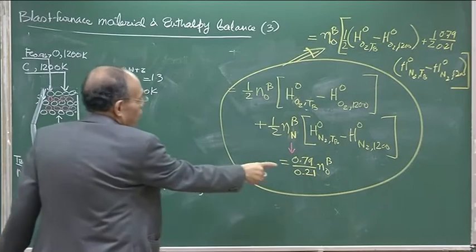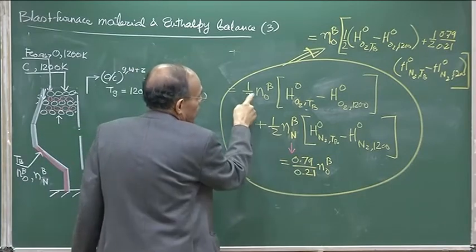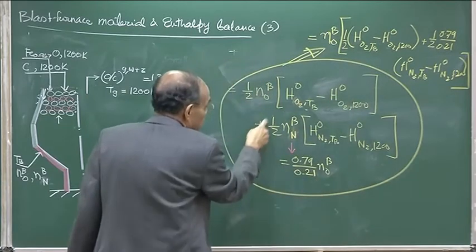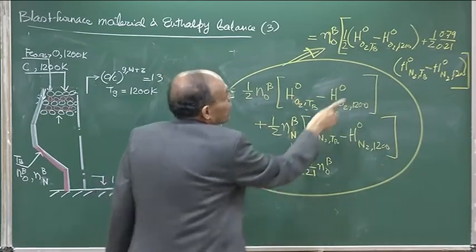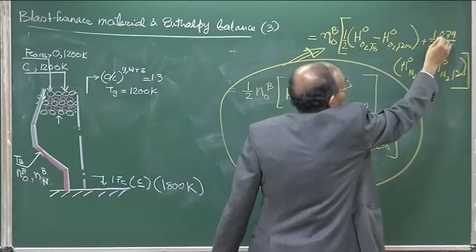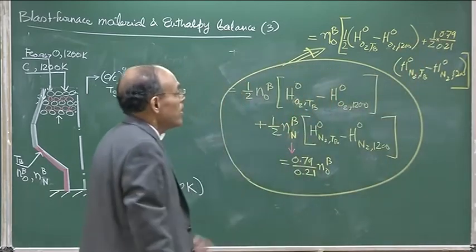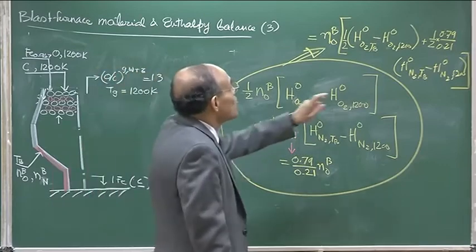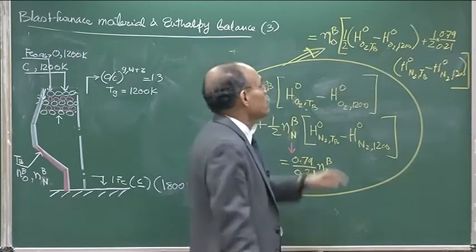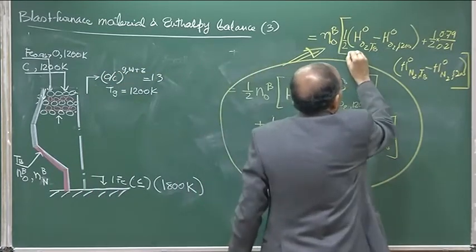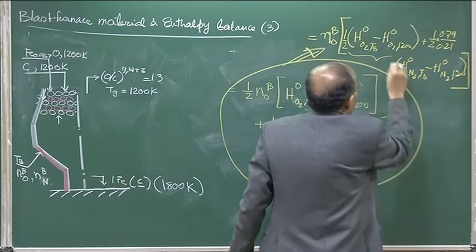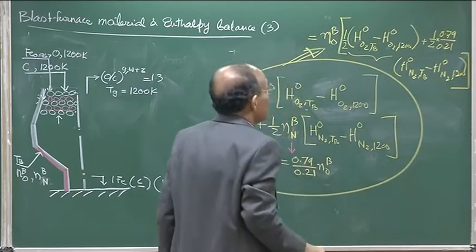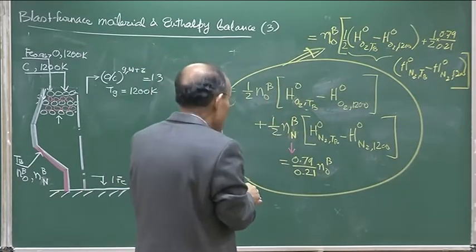So, NOB is taken out common. You have the factor of half here associated with the enthalpy terms. Then in addition to half, you have 0.79 by 0.21, that is also associated with this term. Now you can see this is called the enthalpy of the blast term, whatever is within the bracket, apart from whatever is written here, and this term is nothing but the enthalpy of the blast.